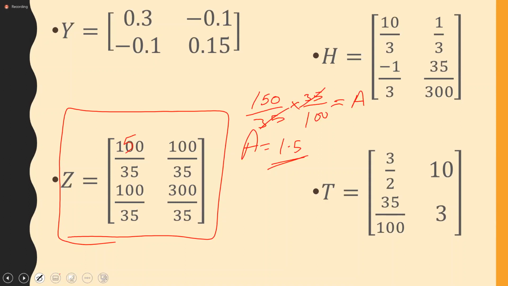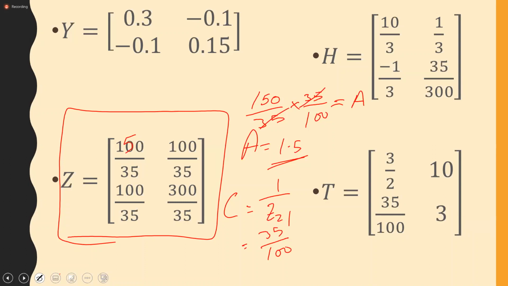So I'm going to jump to C. So C is equal to 1 over Z21. Good? Z21 is 100 over 35. So C is 35 over 100.